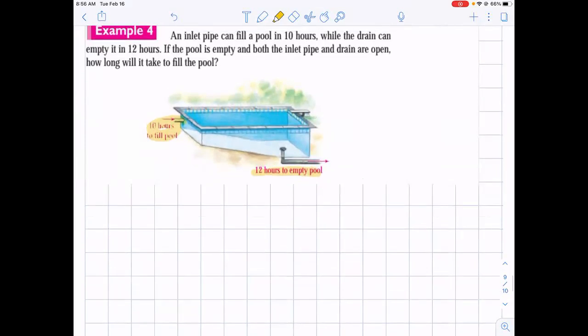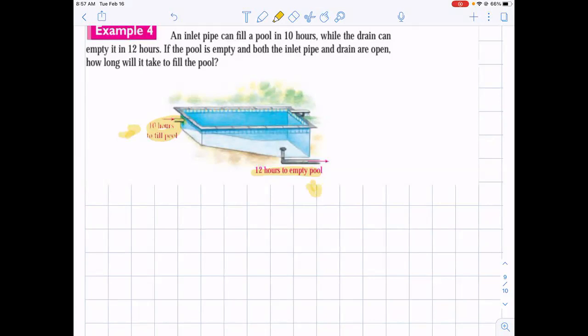So it will be helpful in terms of how much work is done by each pipe in 1 hour, right? So that could be a help. How much work is done by each pipe, by the filling side and by the empty side in 1 hour.